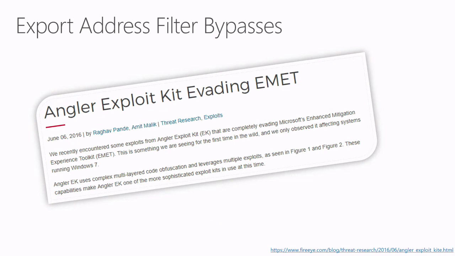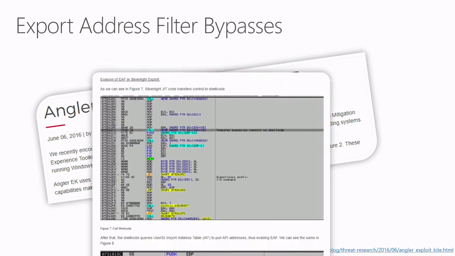Yeah, EMET had EAF, and we ported that over to the Creators Update, but it's not really good enough in terms of modern exploits. And we've seen real in-the-wild exploit kits like Angler, where EMET is being used by more and more people, and they want their exploit to work even if EMET is there. So they found a way to bypass EAF. How did they do that?